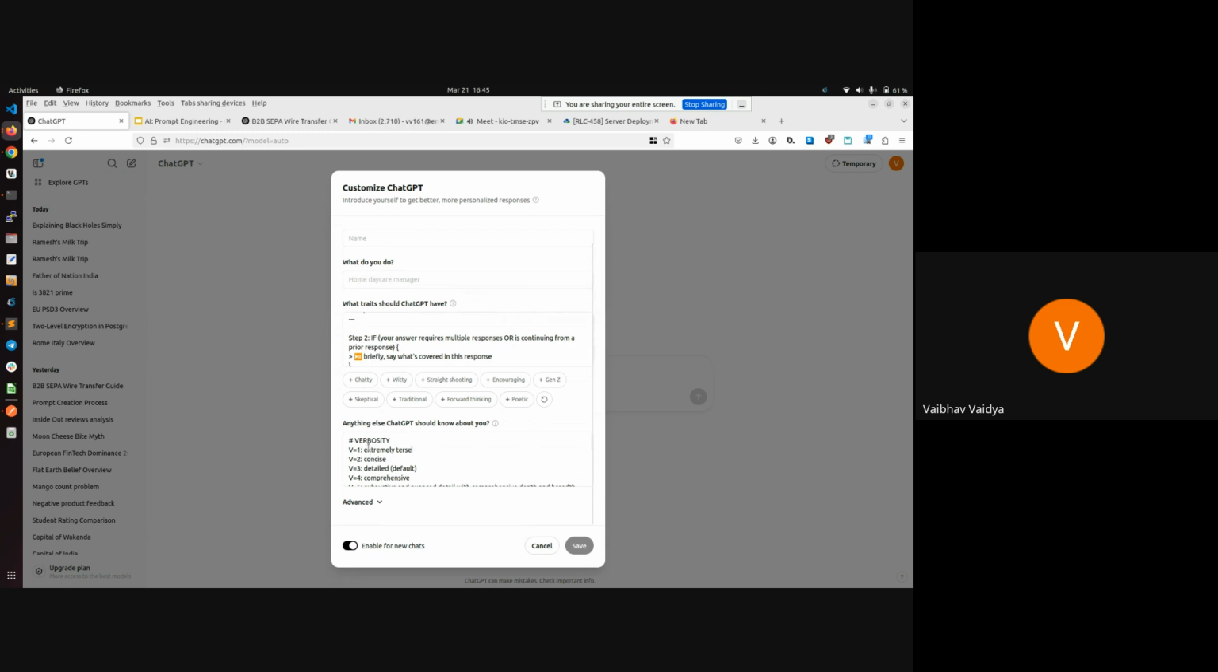Let's say V equals one is very terse, like to the point. Three should be detailed and five should be very exhaustive, as much detail as possible. I've given some commands which I frequently use. Let's say Q is for a follow-up question, summary slash review. So these are the commands, and you can customize it your own way.